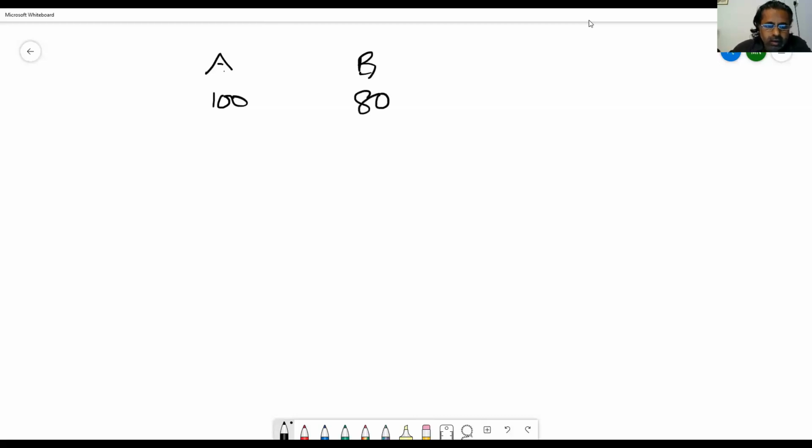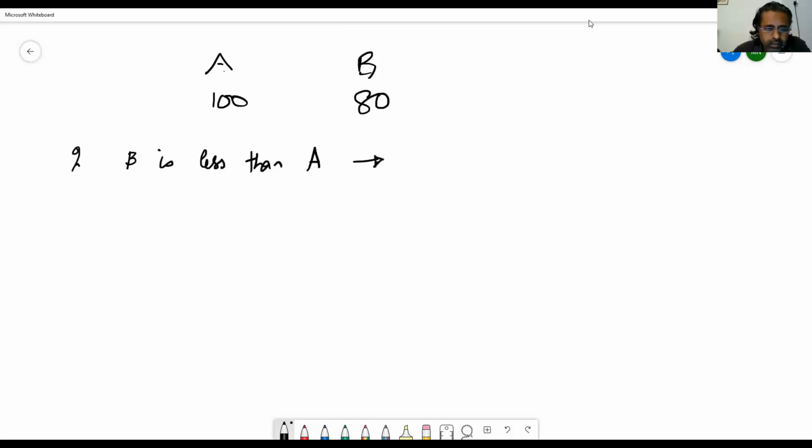Now, the first question is, how much marks has B got less than A? B has got 20 marks less than A. But suppose I ask in terms of percentage: by what percentage is B less than A?